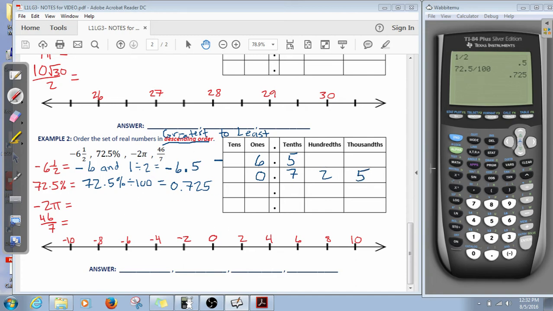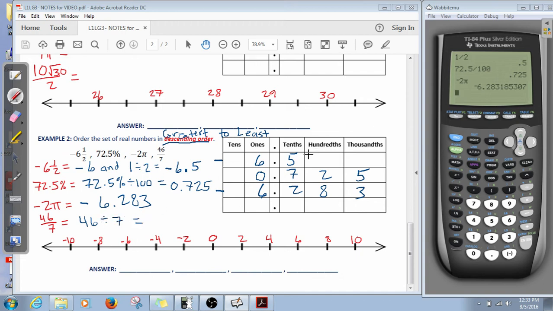Next one, I've got -2 pi. Side by side means multiply. So I don't have to actually put the times pi. My calculator's smart enough, but the pi is blue, so I'm going to hit the blue button first, then hit it. -2 pi is this ugly number. -6.283 would be a good estimate for that. We don't need to keep going. 6.283. And lastly, 46 over 7 is 46 divided by 7.